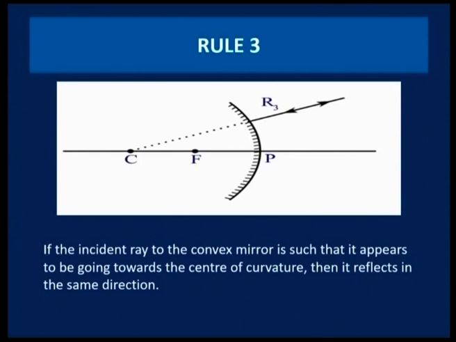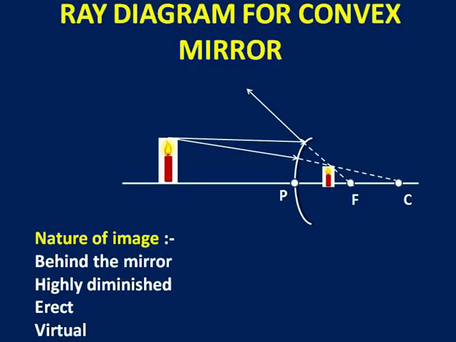Unlike the concave mirror, the convex mirror has only one option, because wherever we keep the object, it always gives a virtual and diminished image. Here are the convex mirror, principal axis, pole, focus, which you can see, children, is behind the mirror, and the center of curvature. The object is placed at any position.